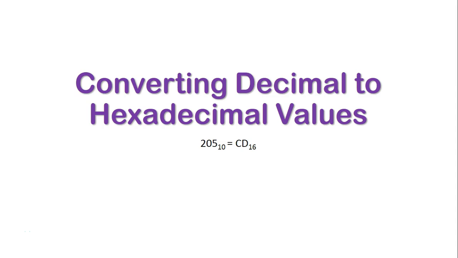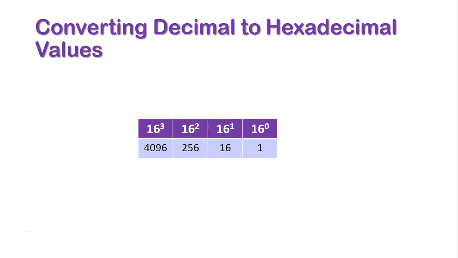We're now going to take a look at converting decimal values to hexadecimal values. You may need a calculator for this one. Basically, the backbone of all this is once again our table, which shows the range from 16 to the power of 0, which is equal to 1, 16 to the power of 1, which is equal to 16, 16 to the power of 2, which is equal to 256, and 16 to the power of 3, which equals 4096.